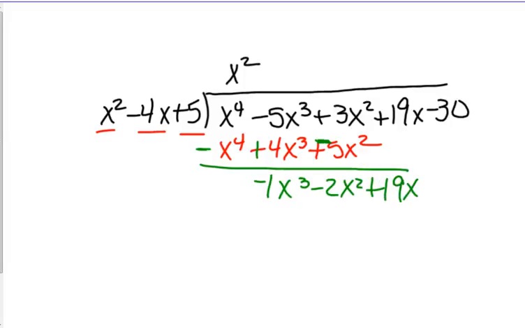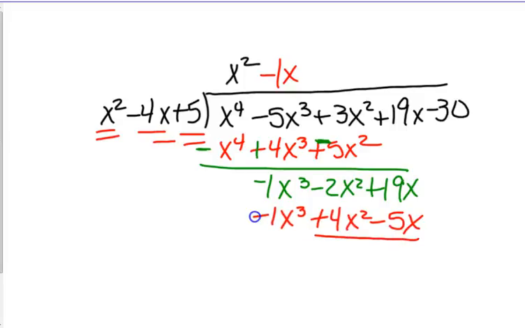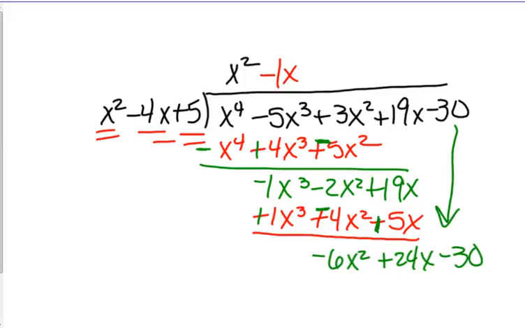All right, help me out. What do I need to multiply by now? To get a negative 1x to the third, I have to multiply my x squared by negative 1x. Distributing that to all three of these terms again gives me negative 1x cubed plus 4x squared minus 5x. The step everybody forgets. Change the signs and add. We end up with a negative 6x squared plus 24x minus 30 if we bring this guy down. Okay, it goes in evenly.